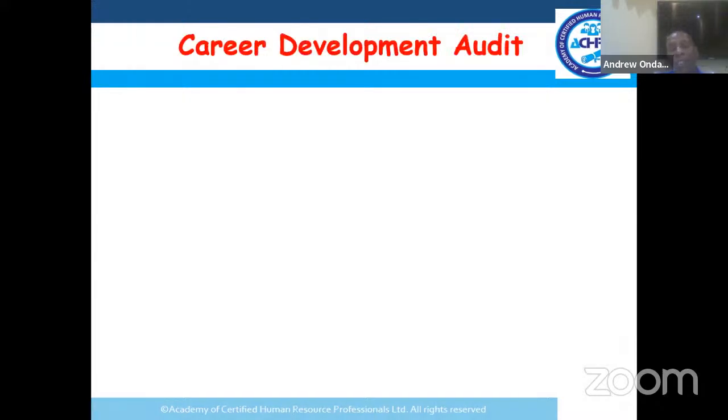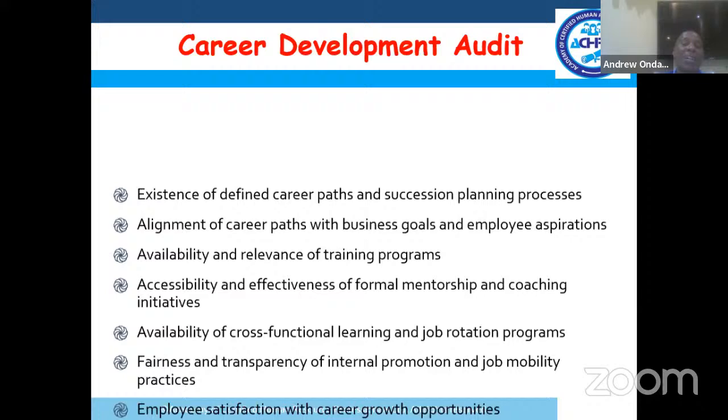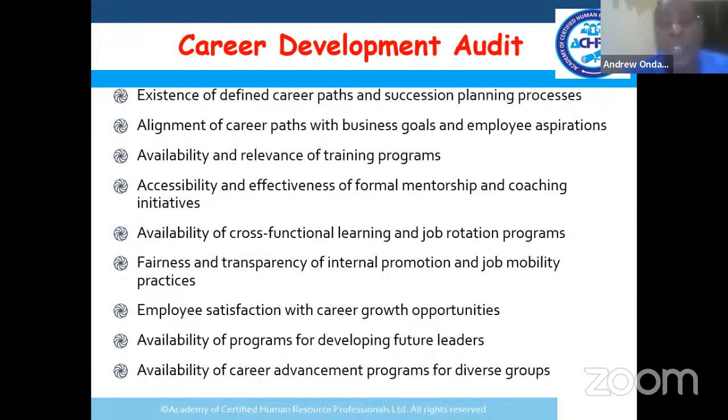In the next 3 or 4 minutes, I will talk about career and development audit so that we can ask a question or two, then we close the program. What you need to audit in career development is the existence of career paths. Who is responsible for this? It is the HR managers who should do this. And how do you develop this?